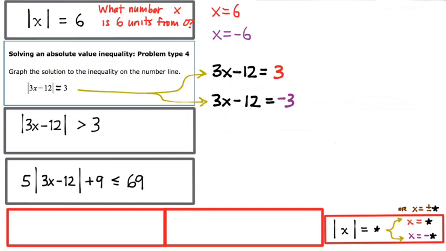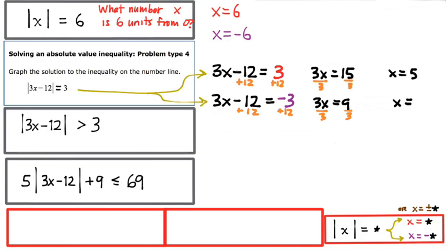What do I have to do to solve each of these equations? Add 12 to both sides. That works for both of these equations, by the way. The first equation then becomes 3x equals 15. Second equation becomes 3x equals 9. And then the last step to get x by itself, divide by 3. And so the two solutions that I get for that equation are x equals 5, x equals 3.